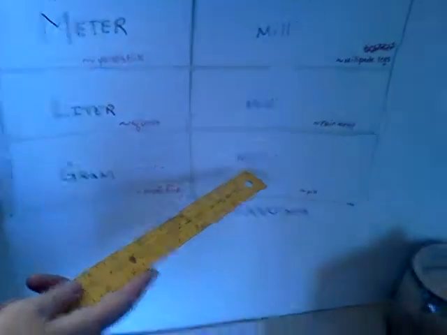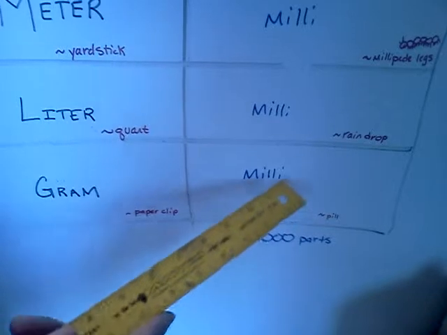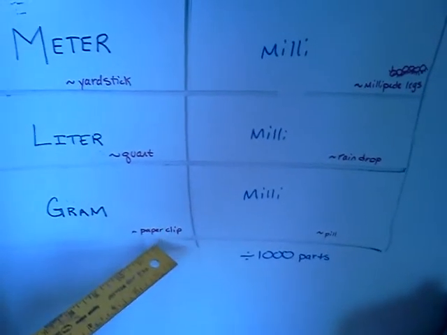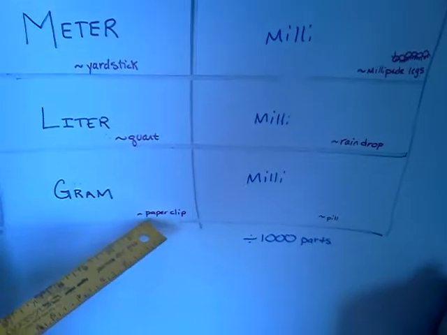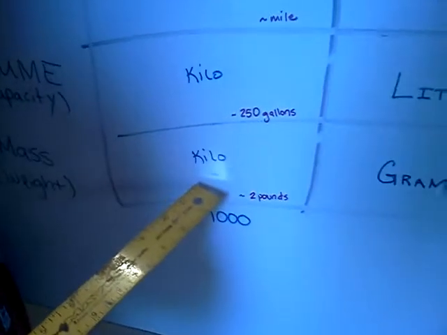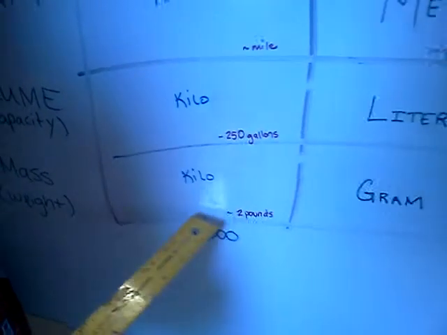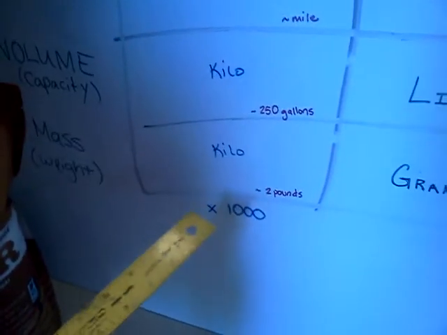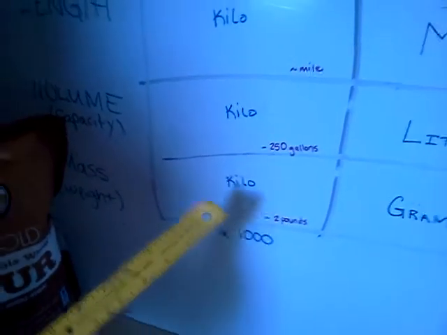Now, if you were measuring a pill, like that the doctor might give you, you might use milligrams because it's smaller than a gram. A gram is the weight of 1 paper clip. I wouldn't want to know what my weight is in grams because that would be a scary number. So instead, we take it times 1,000. So kilogram is about 2 pounds. That's much nicer.